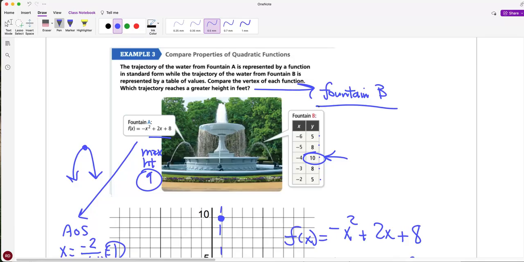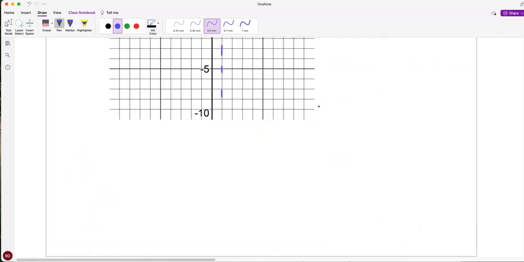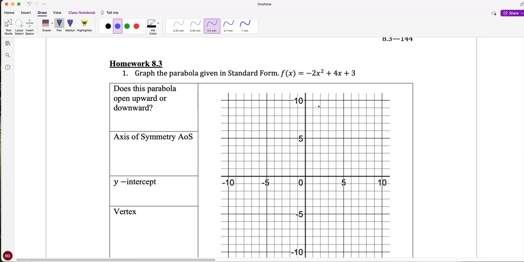So again, all we're doing here is just using that standard form to decode, and I had to decode the vertex because if a parabola opens down, the highest point is the vertex. Parabola opens up, the lowest point is the vertex, okay? And that leads you up into homework for this particular section.